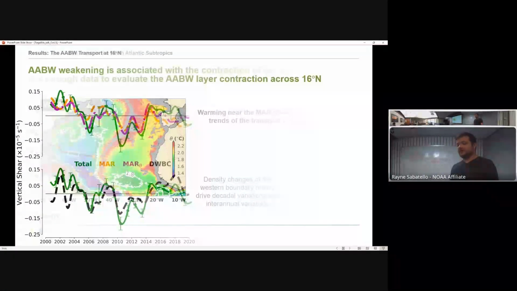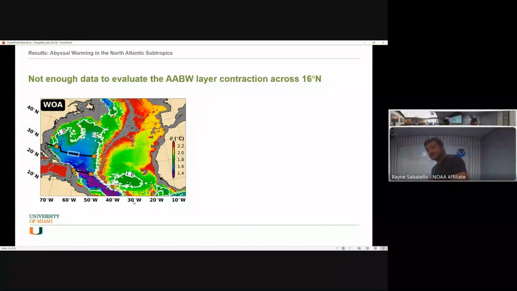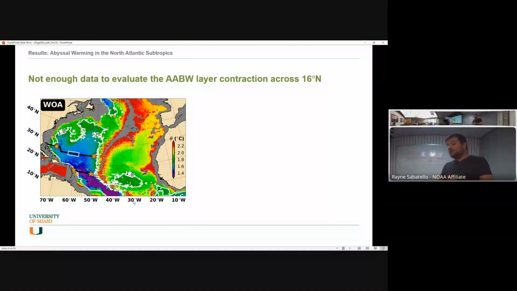All right. So we saw the weakening, right? And that's associated with the warming of the abyssal layer across 16 north. Now, we also wanted to see the general behavior of the Antarctic bottom water layer. Unfortunately, we don't have enough CTDs or data or moorings covering the entire transect at 16, so we can study the entire behavior of up and down of the isopycnals or the isotherms at this latitude.